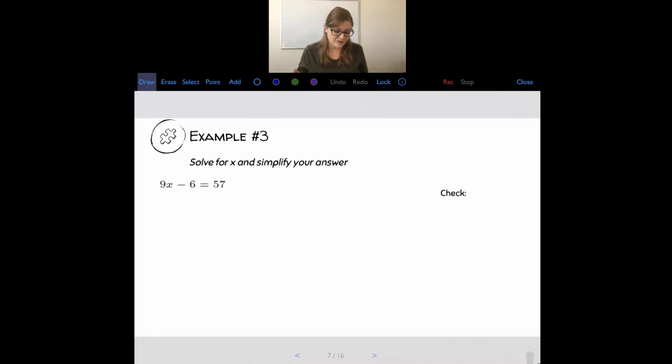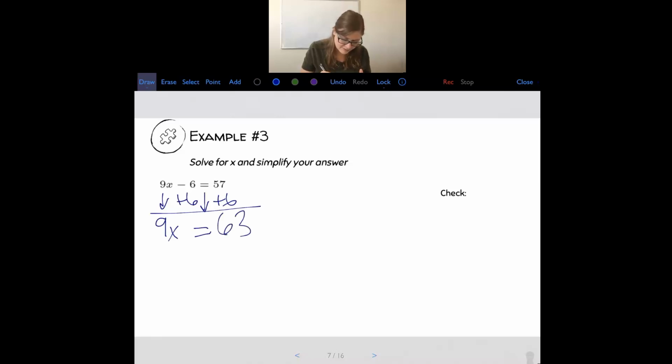Okay, so we have no parentheses, no like terms to combine. So we move the 6 to the other side with the number. So I'm going to add 6 to both sides. And notice here, I'm just doing one thing at a time. So working on the left-hand side, the 9x comes down. We didn't do anything to it. Negative 6 plus 6 is 0. Our equal sign comes down, and then we have 57 plus 6, which is 63.